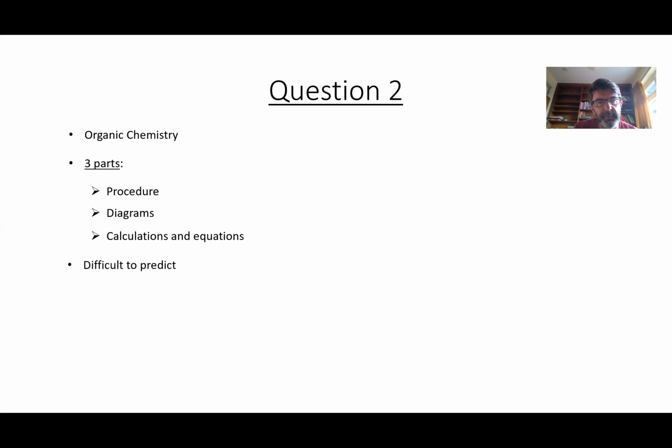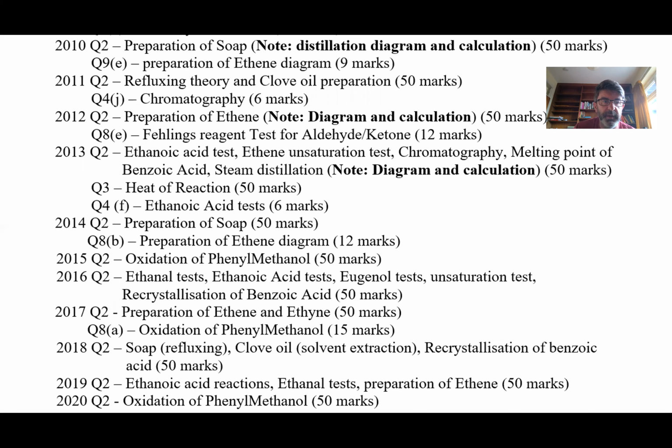It's very difficult to predict what's coming up in organic. There hasn't really been much of a pattern in recent years. It also can come up in the main section. So with organic, just know them. These are the ones that have come up in recent years. Phenylmethanol came up last year, as you can see at the bottom of the screen there.